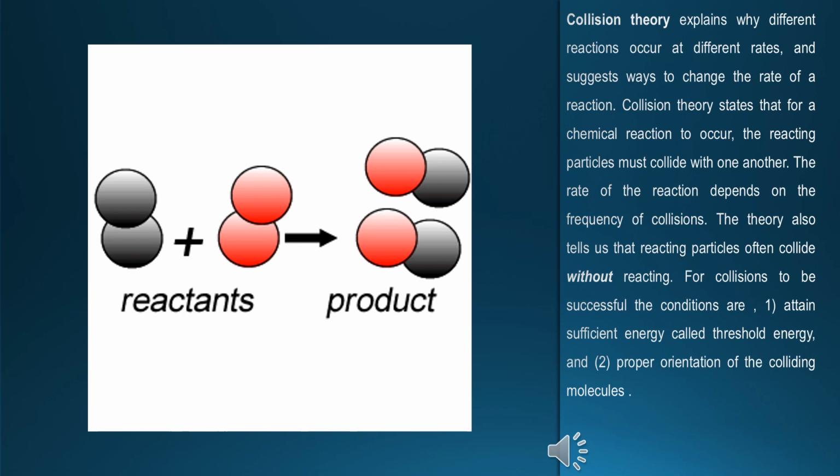The theory also tells us that all collisions need not result in product formation. Therefore, the two important conditions for effective collisions are to attain sufficient energy called the threshold energy, and the second condition being the proper orientation of the colliding molecules.